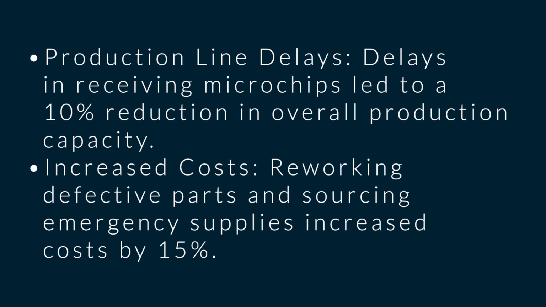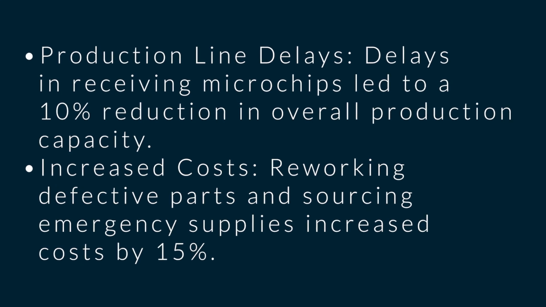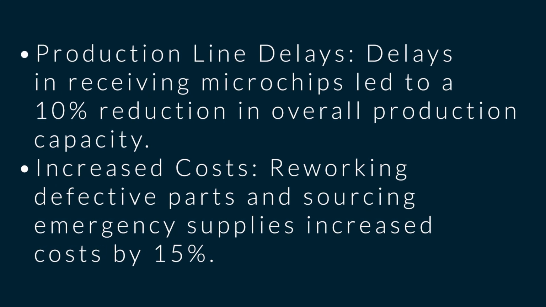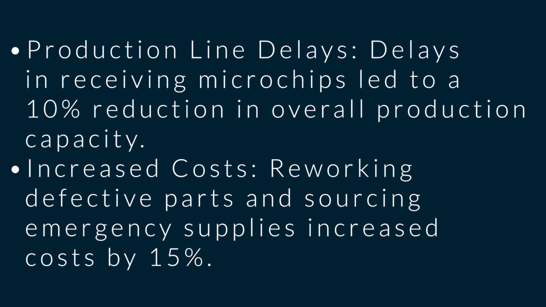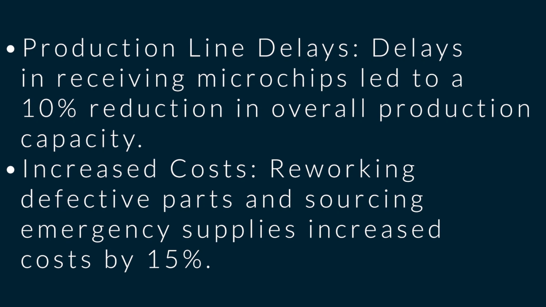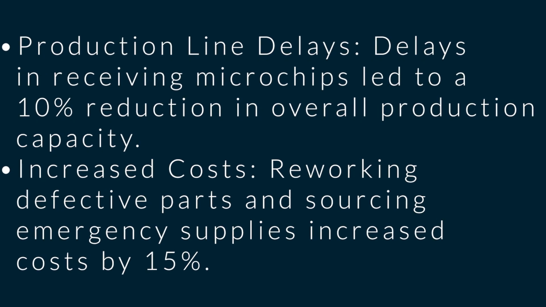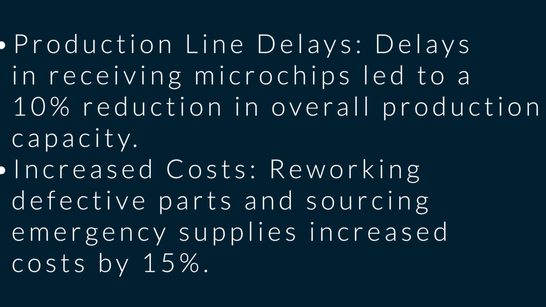In this case, the impacts will include things like production line delays. Delays in receiving microchips led to a 10% reduction in overall production capacity. And there are increased costs, like reworking defective parts and sourcing emergency supplies, which increased costs by 15%. Remember, we were talking about collating statistical data. You look at that sort of information, and that means you have a choice.